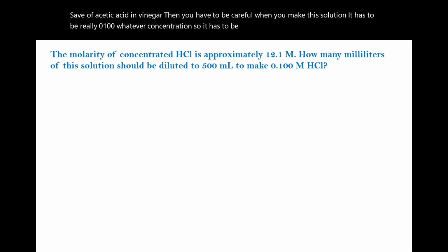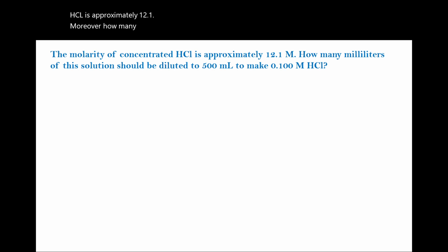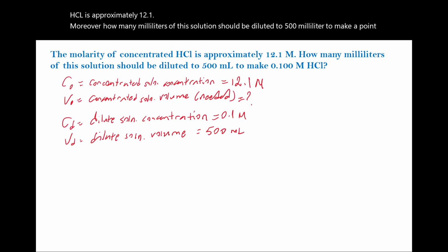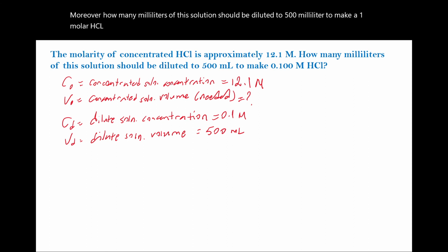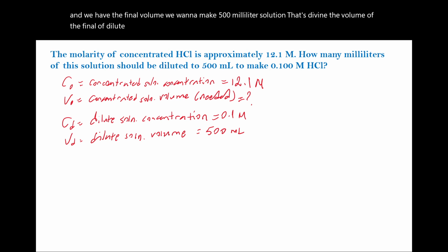The molarity of concentrated HCl is approximately 12.1 molar. How many milliliters of this solution should be diluted to 500 milliliters to make a 0.1 molar HCl? Now again, this is a dilution, so we have the stock solution concentration, 12.1 molar, and we have the final volume. We want to make 500 milliliters of solution. That's the volume of the final dilute solution, and we also have the concentration of the dilute solution.